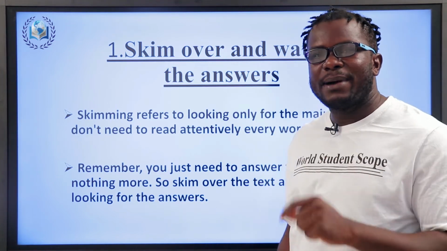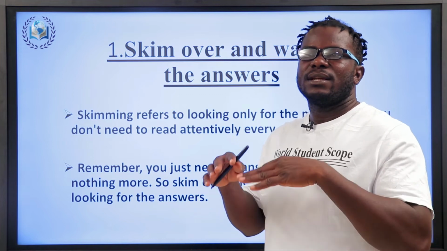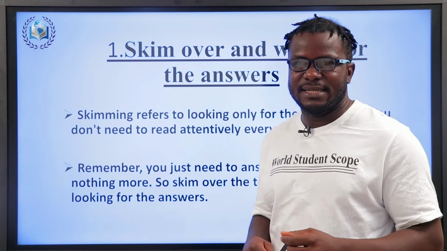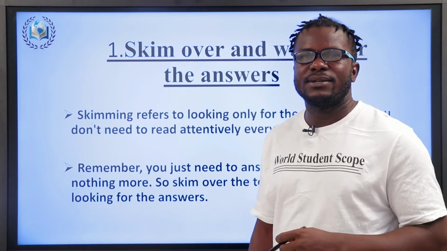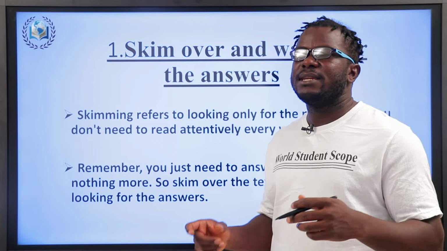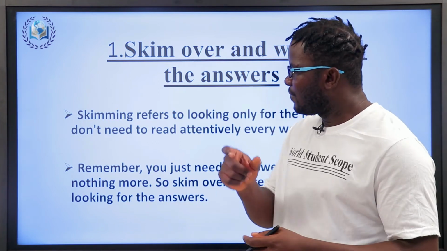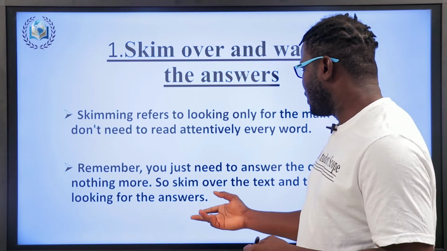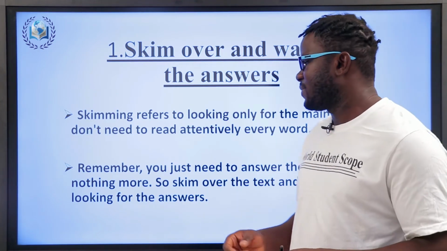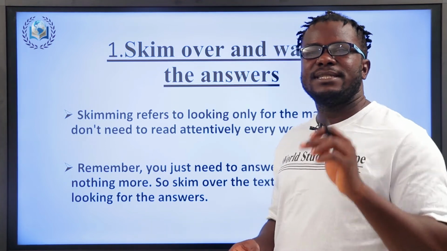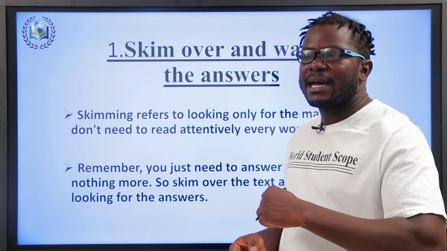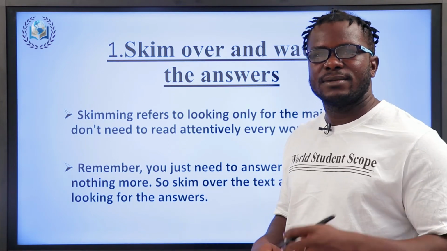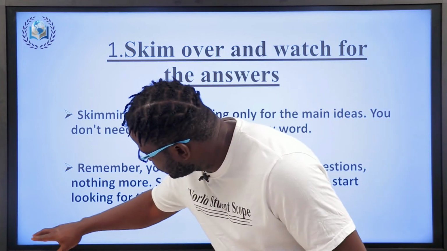Now, when you are given a passage to read, do not waste time reading the entire passage. Focus on the key words in the passage. You'll see words that are in capital letters. You'll see words that are underlined. You'll see the name of a specific city, place, or so. Focus on those words. And remember, you just need to answer the question, nothing more. So skim over the text and then start looking for the answer. You read over the text, remember or underline or circle key words, key sentences, and go back to your question, and you are definitely going to do well.